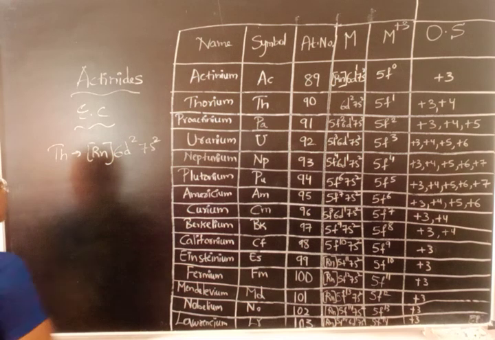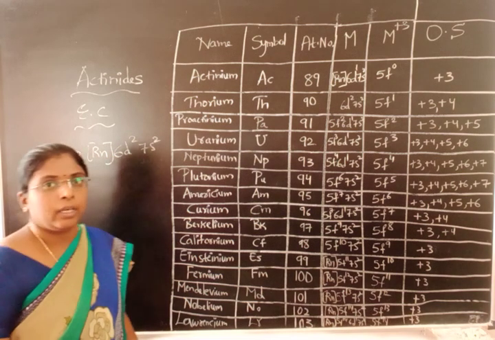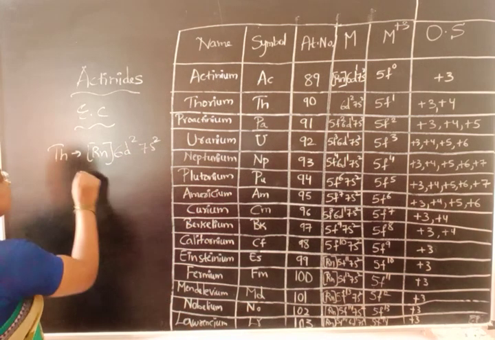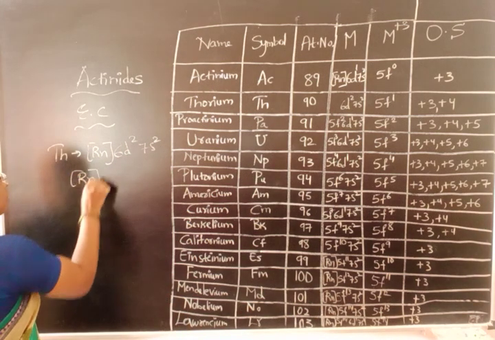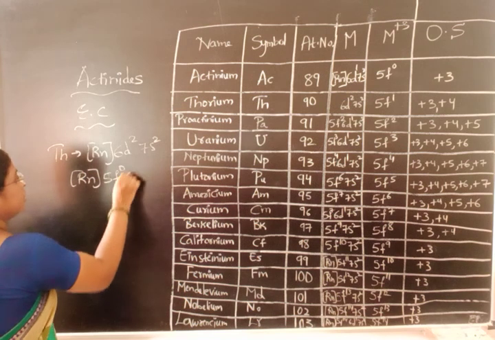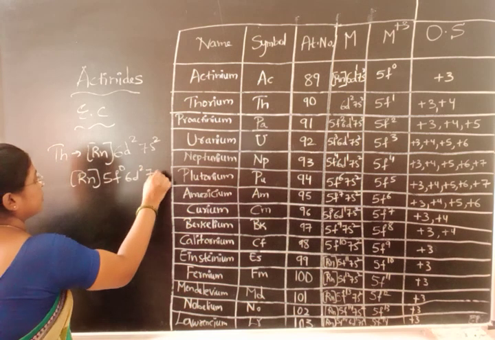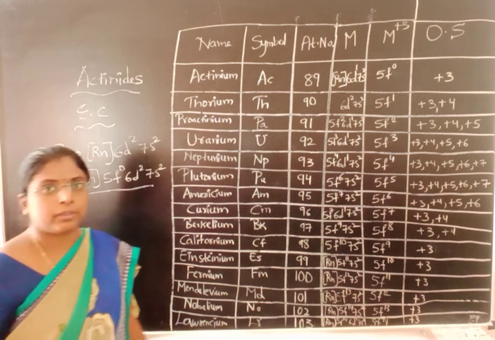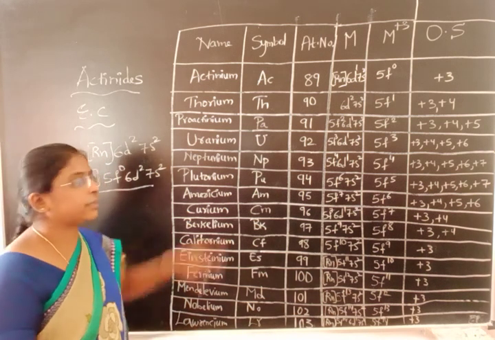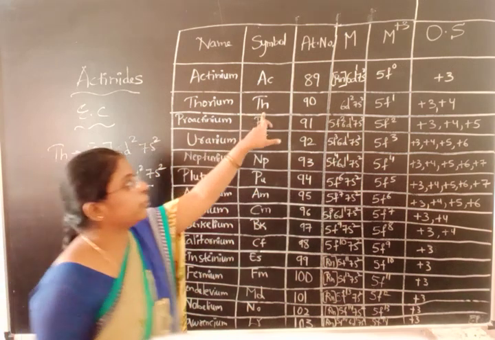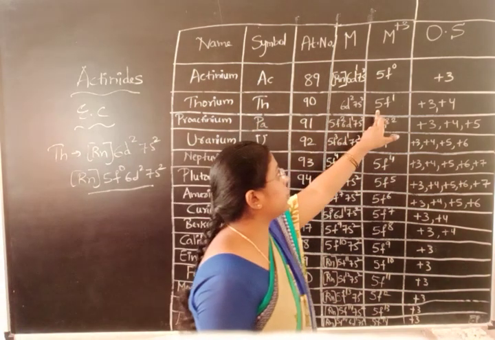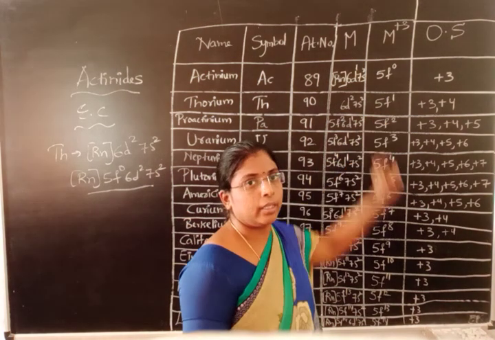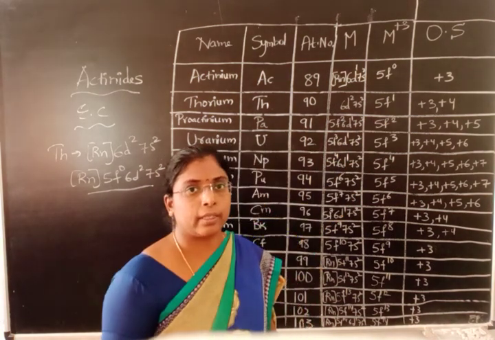It does not contain any f electrons; there are no 5f electrons. 5f is 0. We can write it as radon 5f0 6d2 7s2. Since it does not contain any electron in 5f, it attains a 5f1 configuration. Hence it is placed in the actinide series.